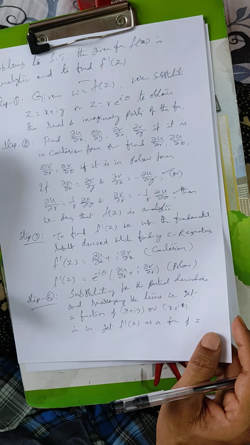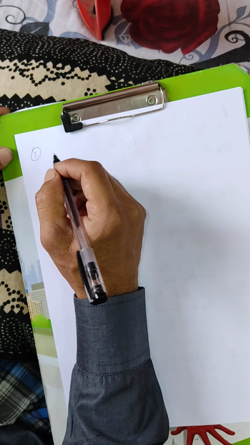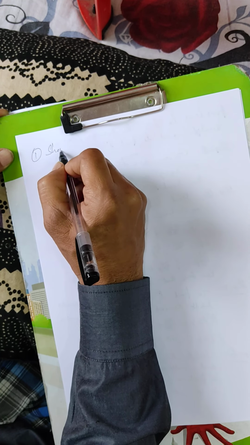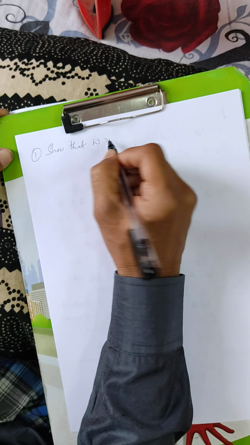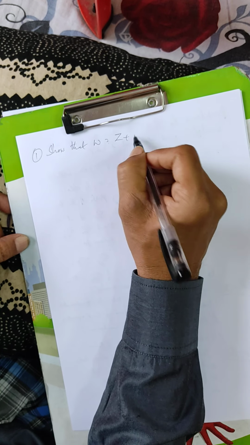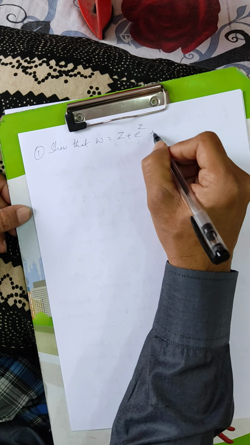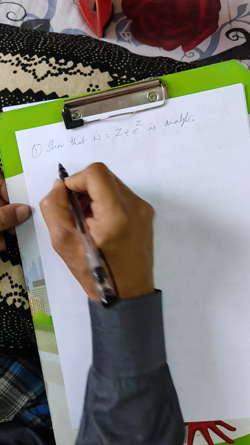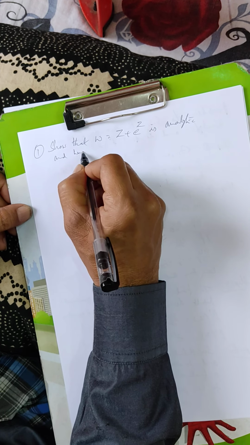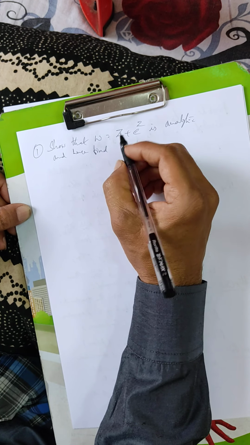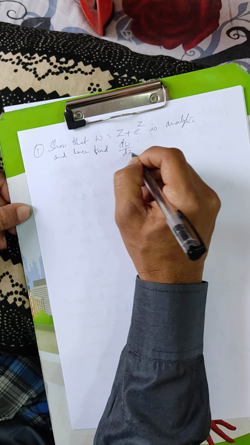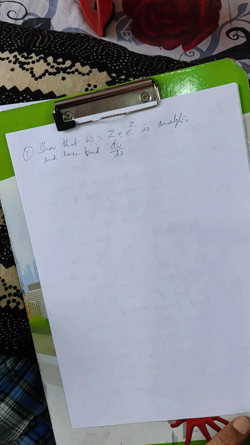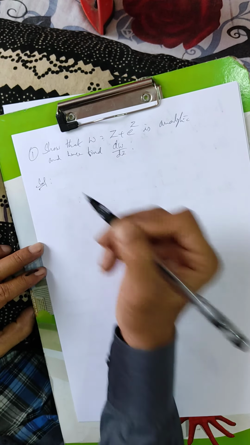Let us write the first one. Show that w equals z plus e power z is analytic and hence find dw by dz. So the solution is like this.